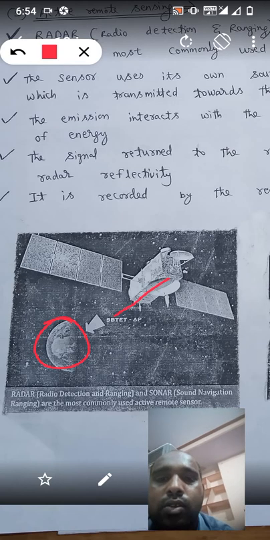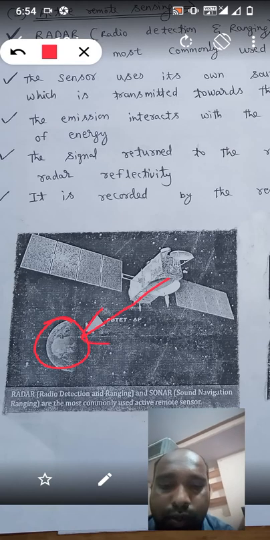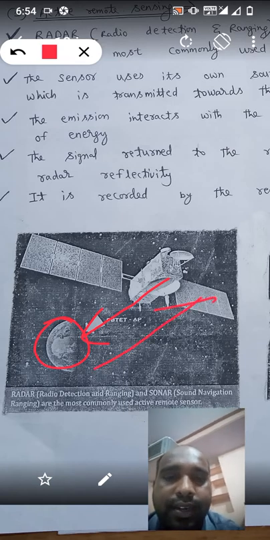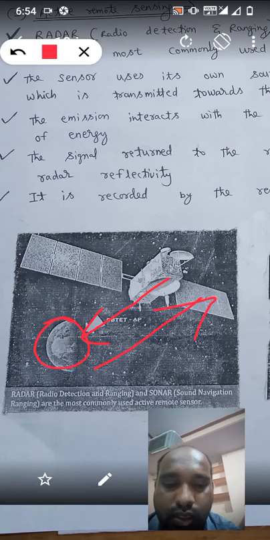The electromagnetic rays are transmitted towards the earth, and the emission intersects with the earth, producing the backscatter of energy. The signal is returned back to the radar receiver. It's called radar reflectivity.